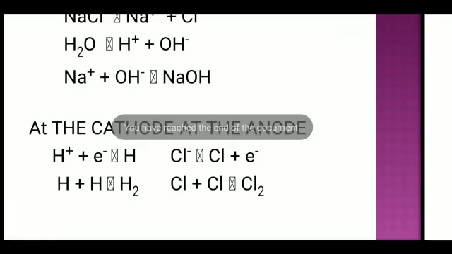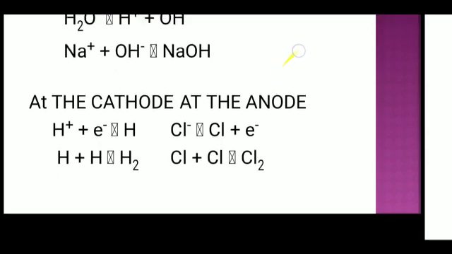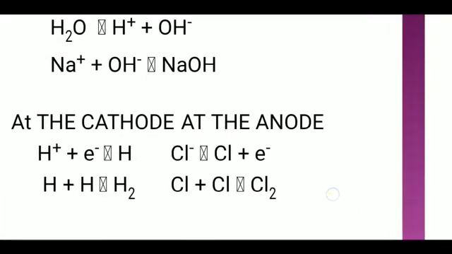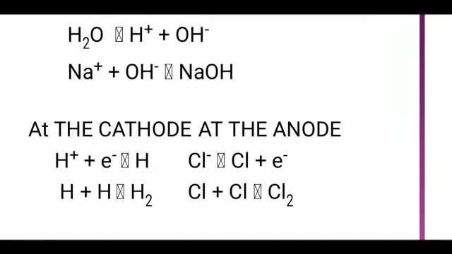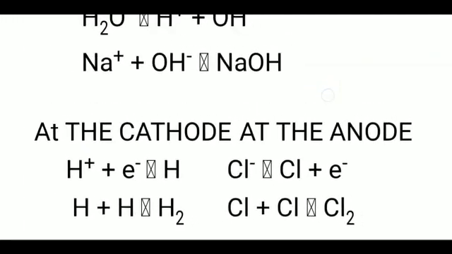At the cathode, the H plus ion gains an electron. We already know at the cathode there is a gain of electron. So H plus gains 1 electron and becomes hydrogen. At the anode, Cl minus becomes Cl plus e minus. It emits 1 electron. At the anode there is a liberation of electron, and at the cathode, addition of electron.